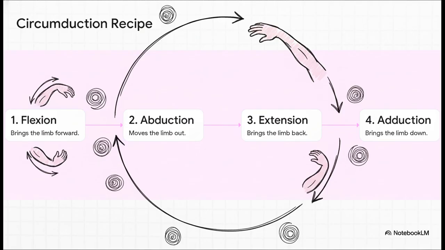So, what's the recipe for circumduction? Well, it uses all the ingredients we just covered. To make that big circle with your arm, you use flexion to bring it forward and up, abduction to take it out to the side, extension to bring it back, and adduction to bring it back down towards your body. It's this beautiful, flowing sequence of all the core movements working together.